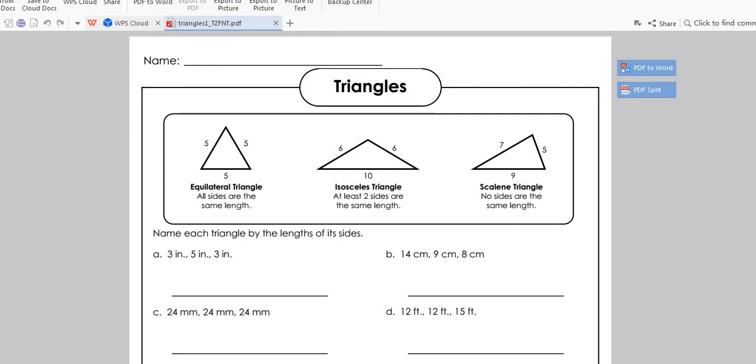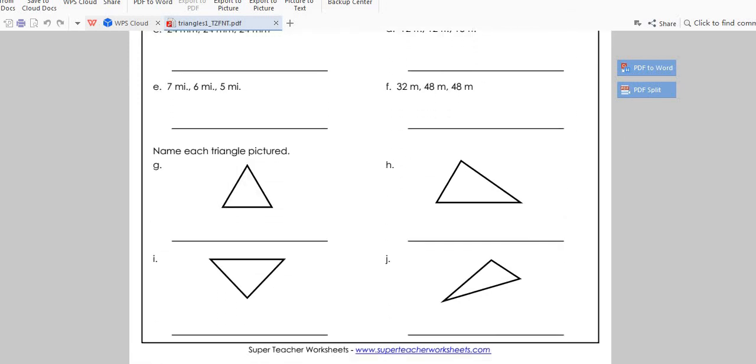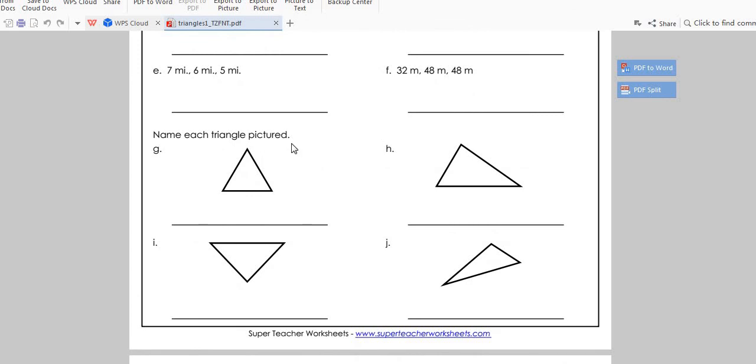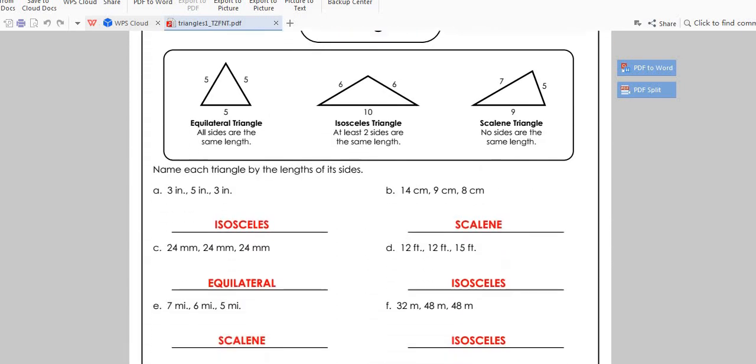Okay, let's move. This is the same idea. Name each triangle pictured. By looking at these triangles, I can decide which triangle it is. I can use my own ruler. Use your own ruler and find the length of each side. Then decide whether this is an equilateral triangle, an isosceles triangle, or just a scalene triangle. Let's see the answer together, dear students.